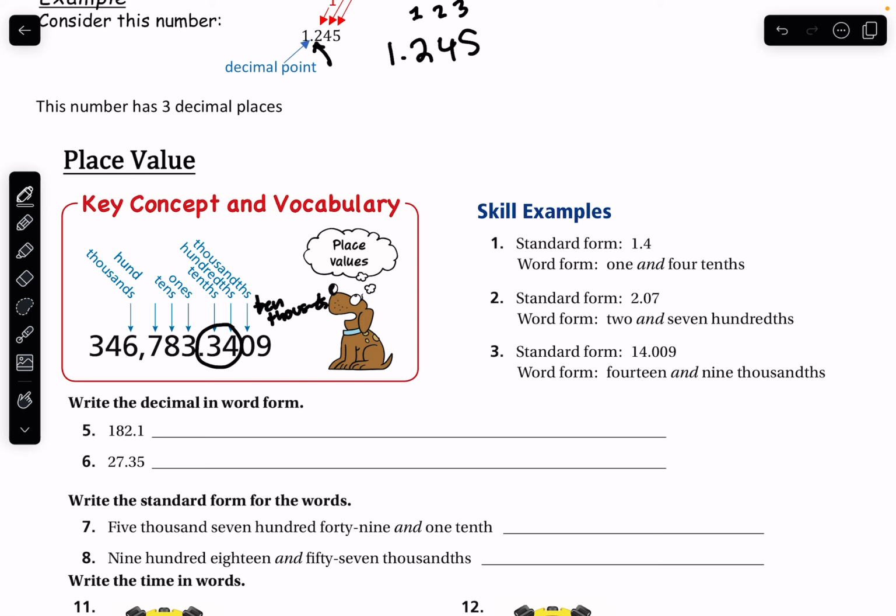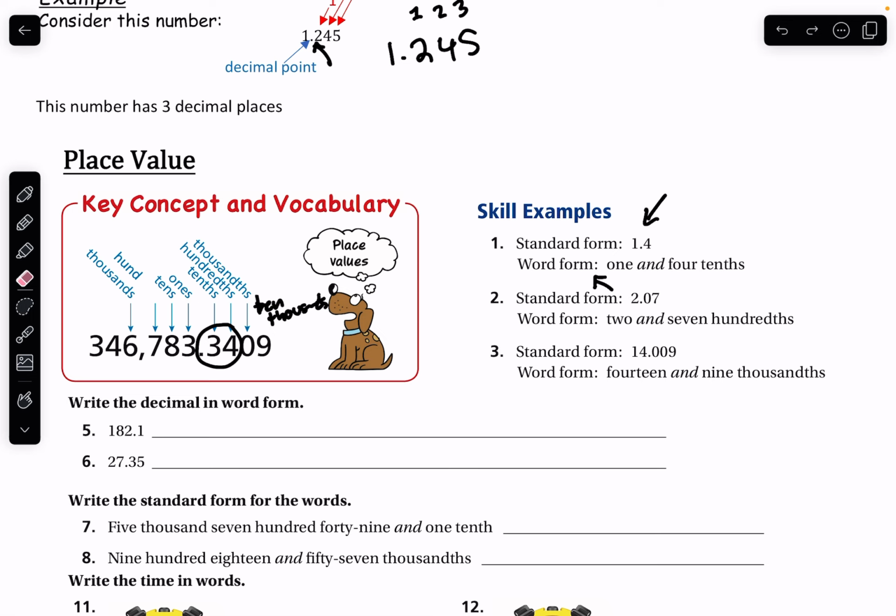So, a couple examples here on the right. Standard form is what we call it when the number is just the number. Word form is what you call it when you write it in words. So 1.4 is the standard form. In words, you replace that point, that decimal, with the word and. So you just read the number, but instead of saying point, you say and. So 1 and 4 tenths.